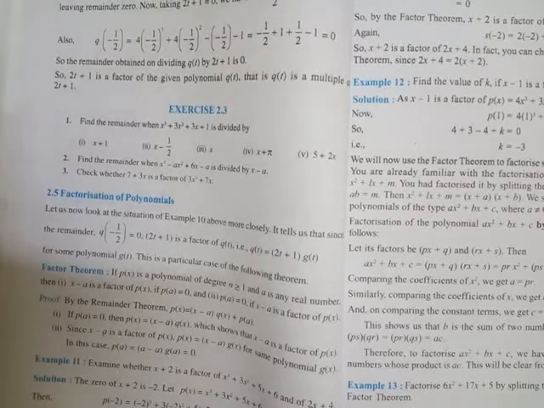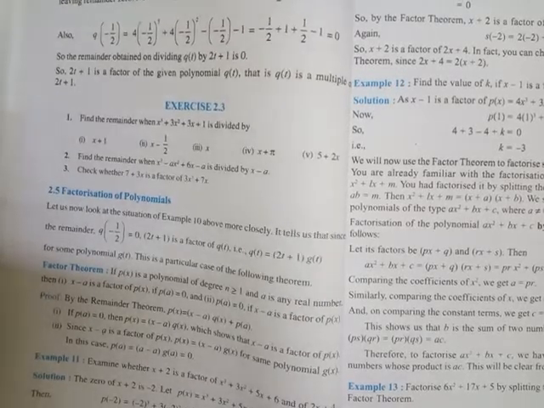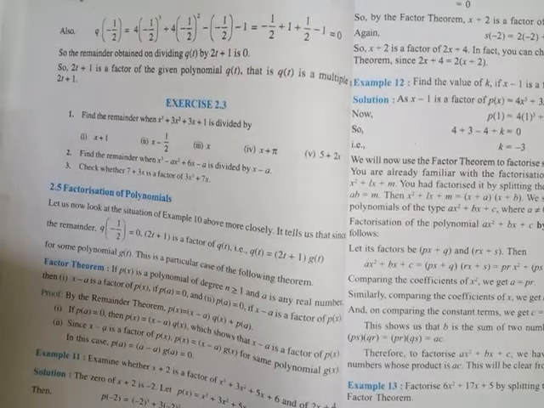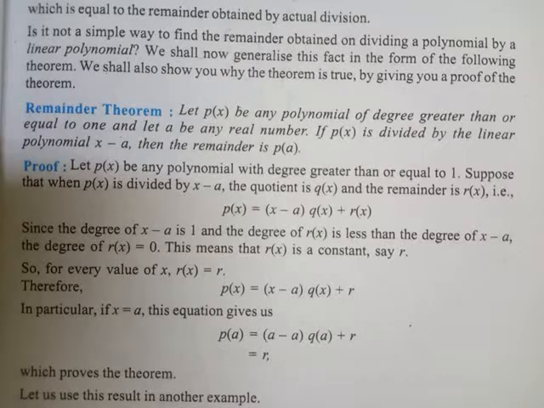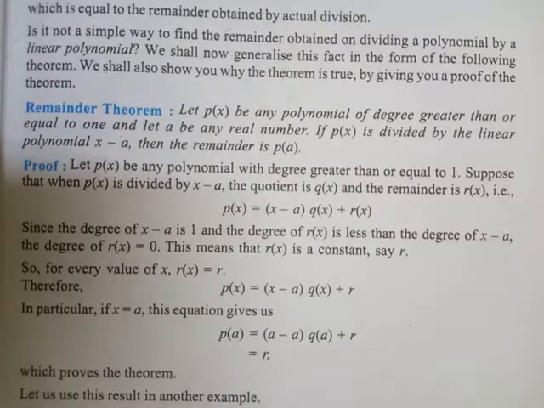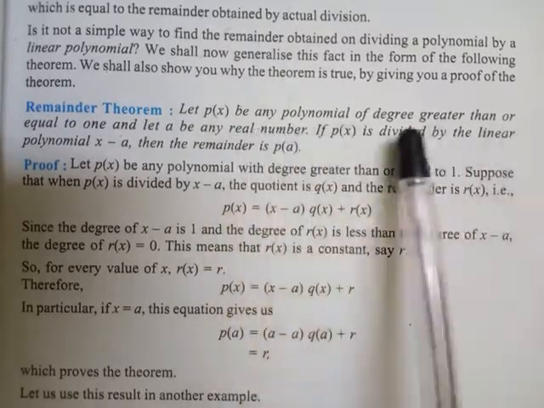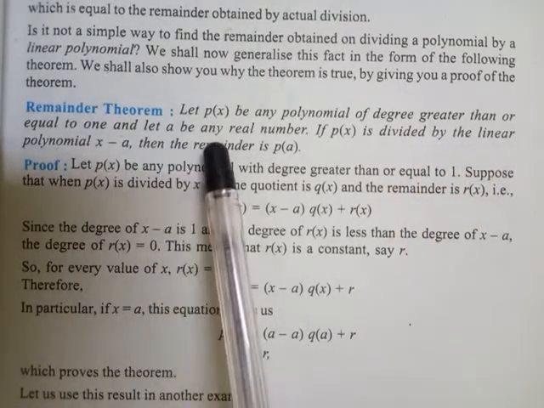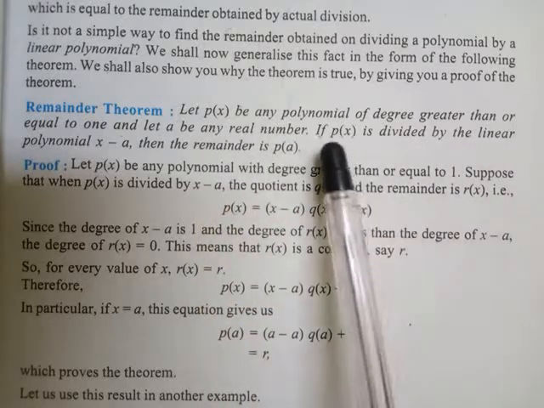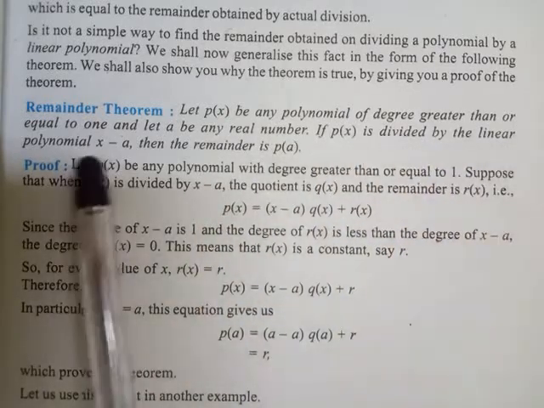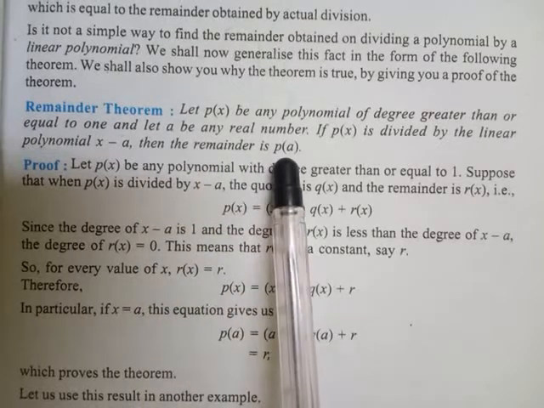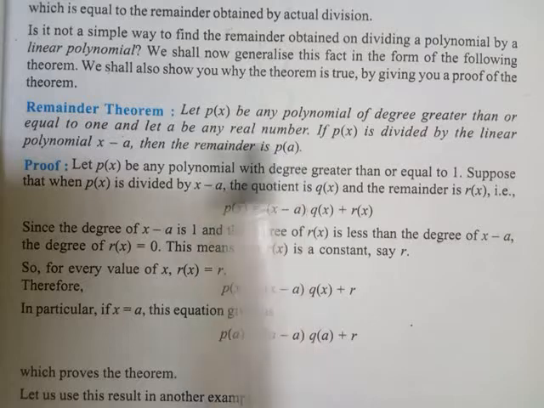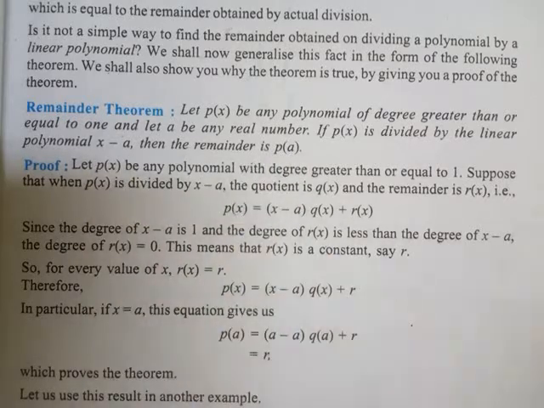Now before starting this exercise, student, I would like to say something about the remainder theorem. Now just have a look, what is the remainder theorem. Look student, remainder theorem. Let P(x) be any polynomial of degree greater than or equal to 1, and let a be any real number. If P(x) is divided by the linear polynomial x minus a, then the remainder is P(a). Look student, if there is x minus a, then there is P(a). This is the main key point of this theorem.